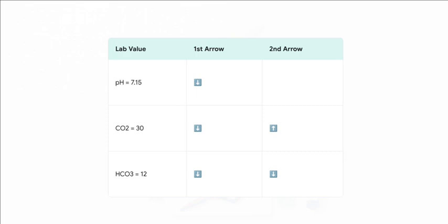Now, example 10 looks a little tricky at first glance. Watch this. pH is low, first arrow down. CO2 is low, down. Bicarb is low, down. Everything is pointing down. But do not panic, just trust the ROMS process. For our second arrows, CO2 gets an opposite arrow, so it flips up. Bicarb gets the same arrow, so it stays pointing down. Which second arrow actually matches our downward pH? Only the bicarb. So for sure, it is metabolic acidosis. The system works every single time.